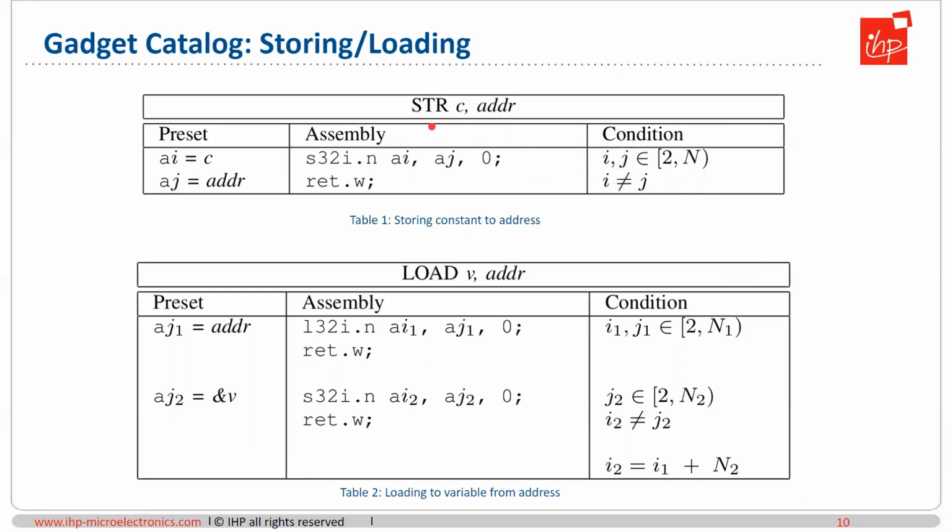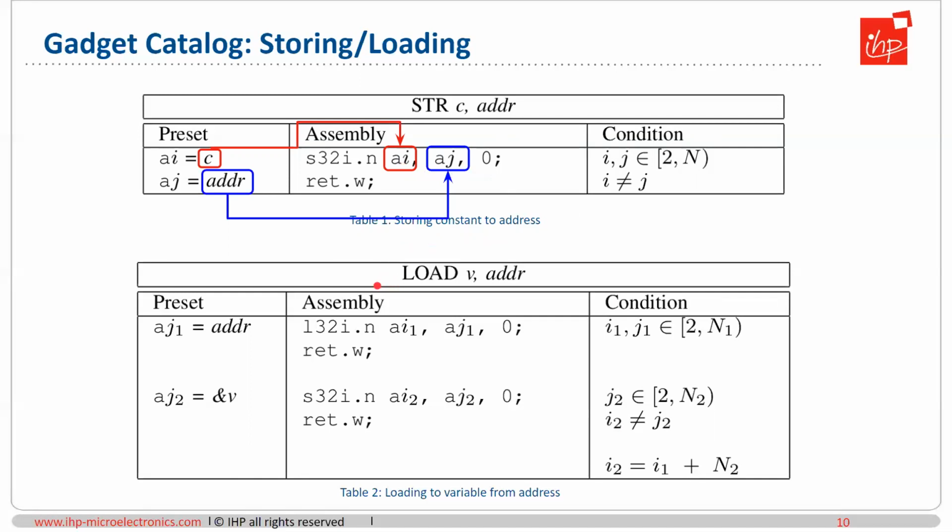So let's have a look at the store operation, which stores the constant to the target address. During the present phase, we are storing our constant to one register, and an address to another. The S32 instruction takes the value from the register AI and saves it to the address stored in the register AJ.